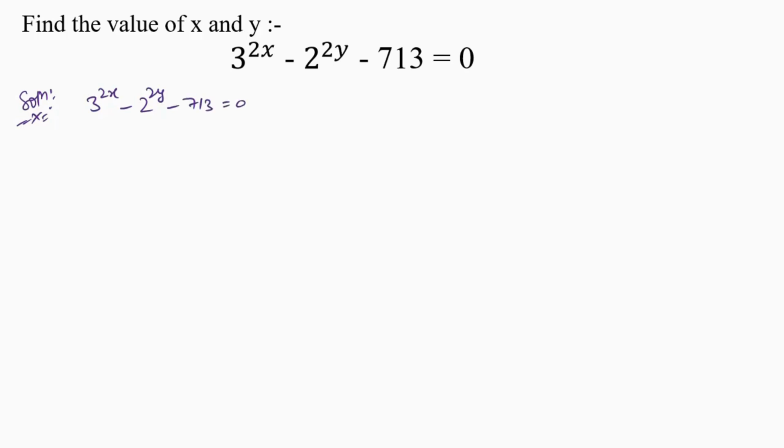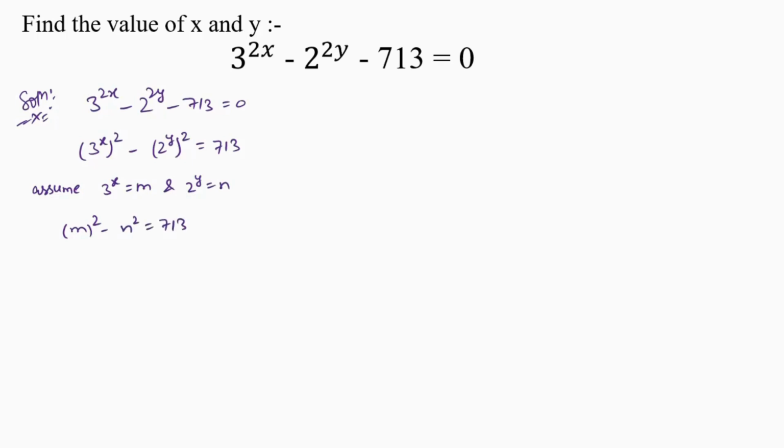We can write this equation as (3 raised to power x) squared minus (2 raised to power y) squared equals 713. Now assume 3 raised to power x equals m and 2 raised to power y equals n. So the above equation becomes m square minus n square equals 713.